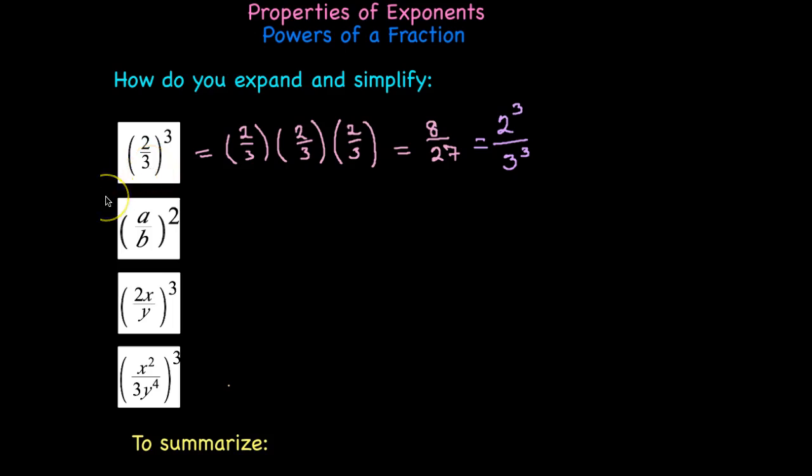Let's look at the second one. We have a over b to the 2nd power. So again, we could expand this to help us to understand that we have a over b times another a over b. In this case, a times a we know is a squared, and b times b is b squared. So once again, we took our exponent and we applied it to both the numerator a and the denominator b.